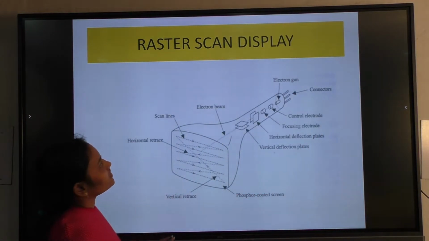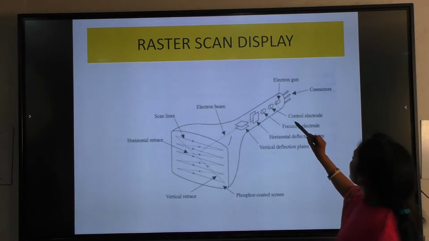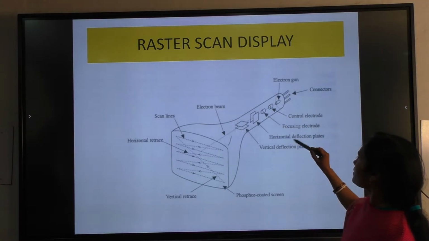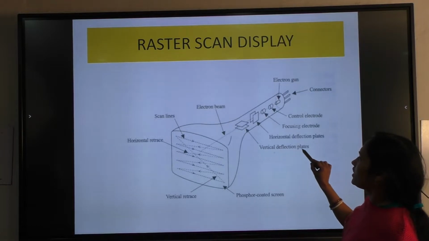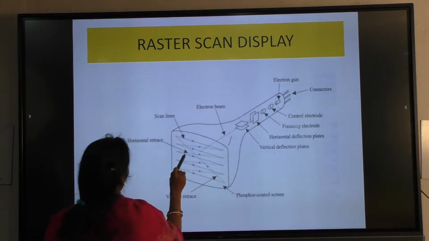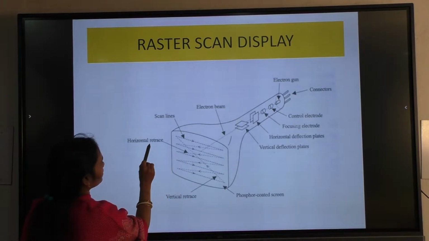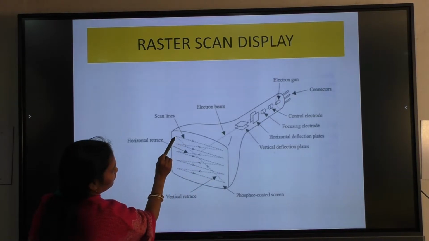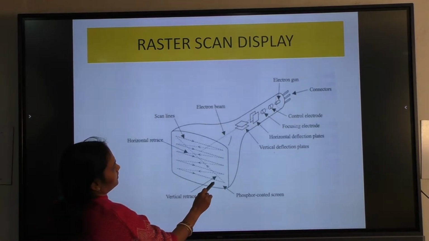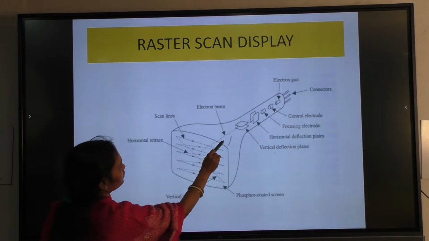And this is your raster scan display. In this diagram, this is your connector, next is your electron gun, this is your control electrode, and next is your focusing electrode. The next plates are your horizontal deflection and vertical deflection. These lines are known as the scan lines. The dotted lines displayed here are your horizontal retrace, and the line displayed diagonally from top to bottom is your vertical retrace. And the line which focuses on the monitor screen or phosphor coated screen is your electron beam.